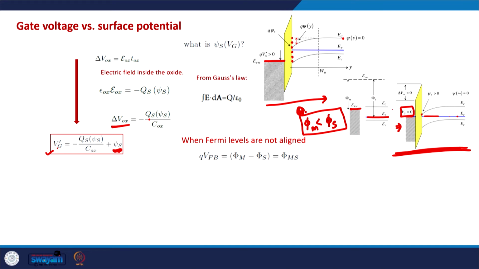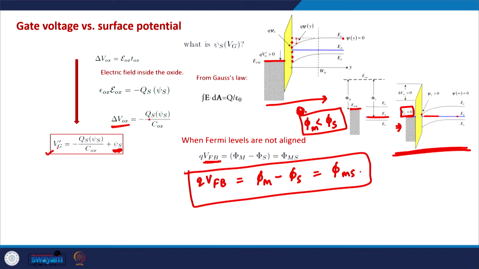And in order to neutralize this band bending, we need to apply a VFB voltage on the gate terminal, and this VFB is given by Q times VFB is Qm minus phi m minus phi s, or phi ms. So when we apply this voltage on the gate terminal, this band bending is neutralized, and the flat bands are achieved. So that's why this gate voltage is known as the flat band voltage.